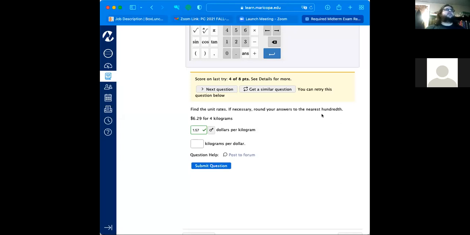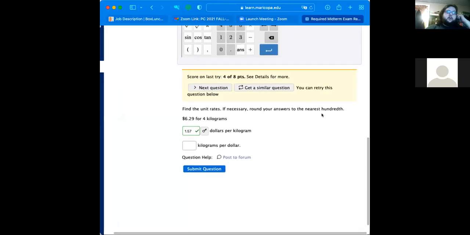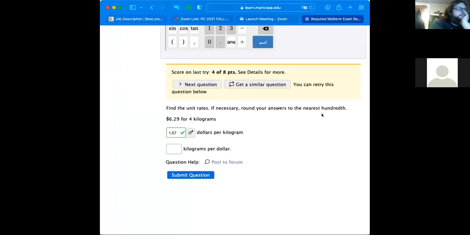Okay, can you see it? Yes, I can. Okay, so you have kilograms per dollar. Dollars per kilogram, kilograms per dollar. Okay, so there's actually an easy way to do this. This would be $1.57 over one, right? Yeah. That's dollars and kilograms. So if you do it the opposite way, it's 1 over 1.57, right? Yeah.